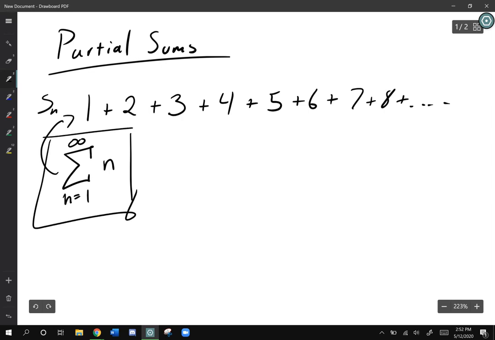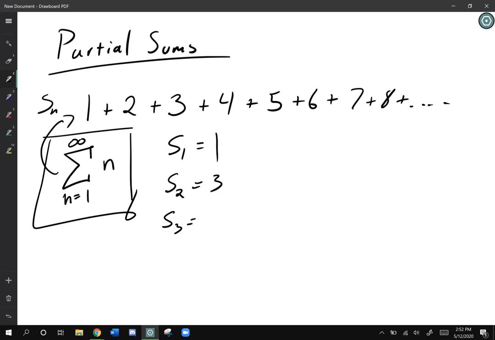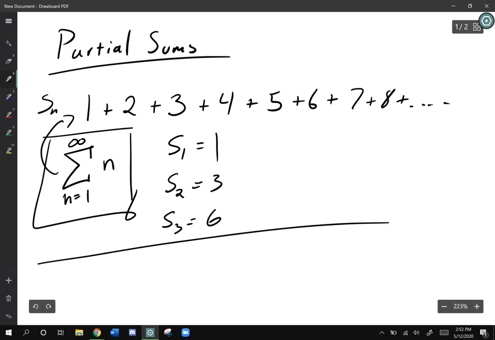It's really important. The idea of partial sums lets us break down and see what's going on. When you take a partial sum, you're taking the sum of a certain number of terms. So if I want to find S sub 1, the sum of the first term, that's just 1. S sub 2 will be the sum of the first two terms, so 1 plus 2, which is just 3. S sub 3 would be the sum of the first three terms, 1 plus 2 plus 3, which is 6, and so on and so forth. This is what a partial sum is.